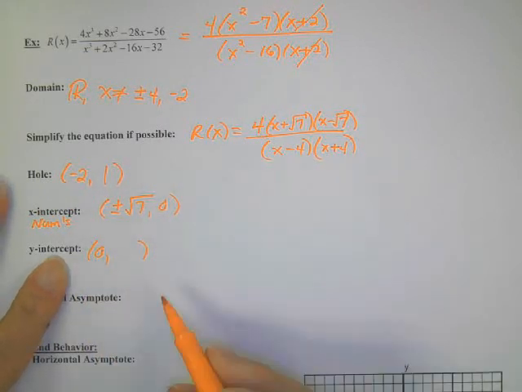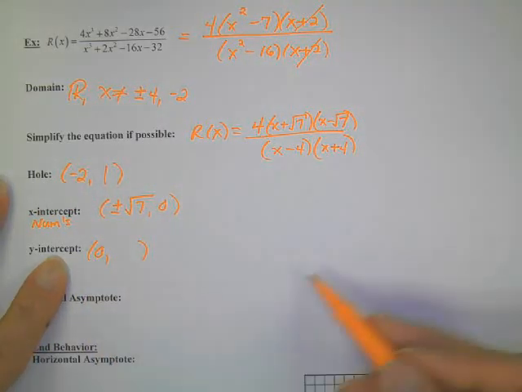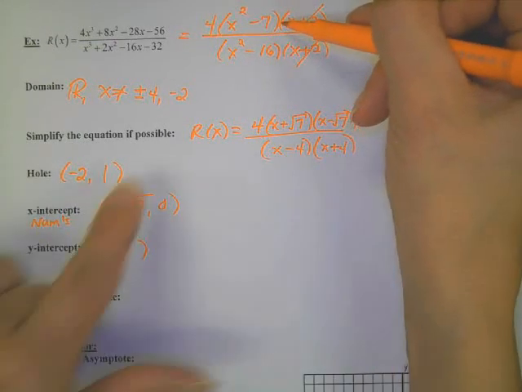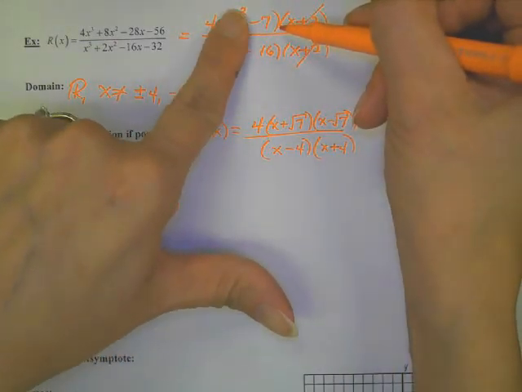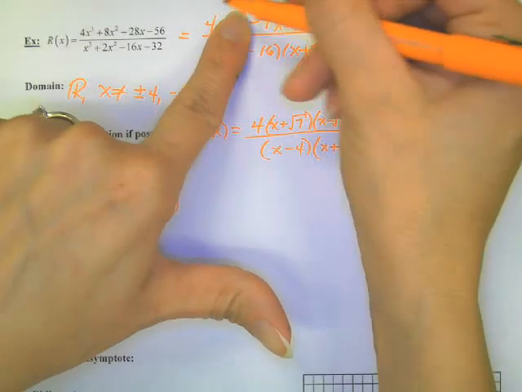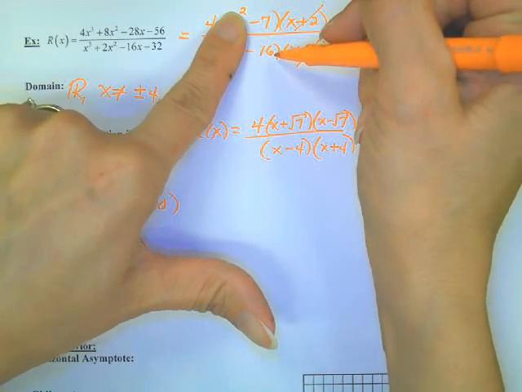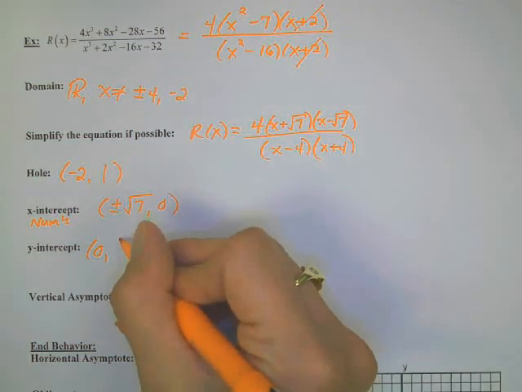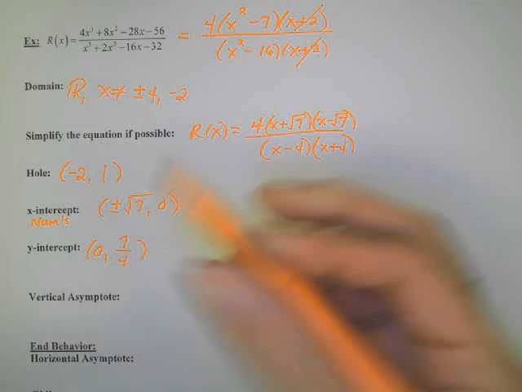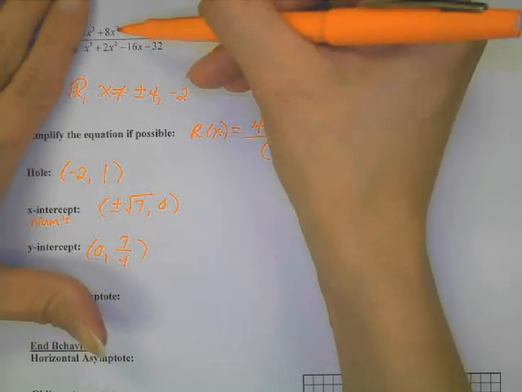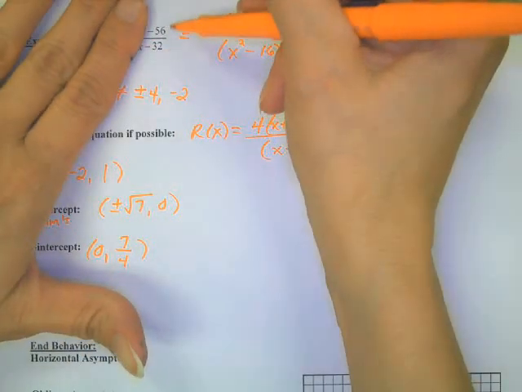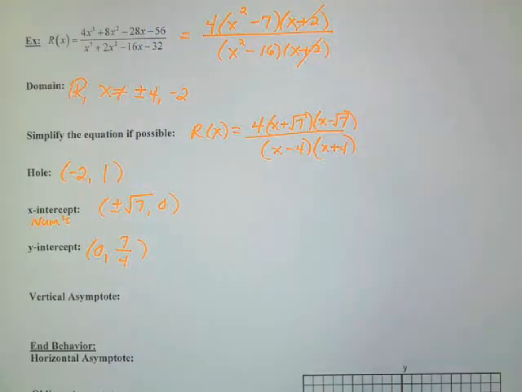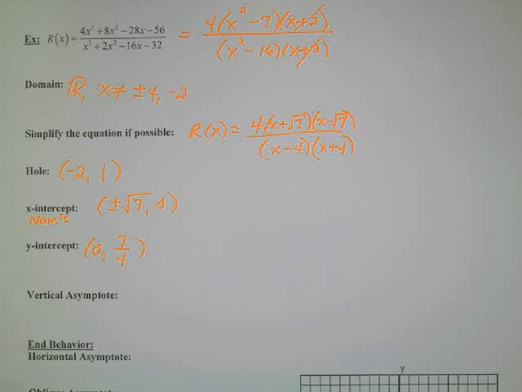Y-intercept, let's put a 0 in for x. Maybe it would be best to go to this form right here. If you put 0 in for x, that's going to give you 4 times negative 7 over negative 16, which simplifies to 7 over 4. You also could have gone to the original if you want to put 0 in for all those x's and just look at those two constants. This one's a little more work because you have to multiply things out, but you're going to get the same answer no matter where you look.